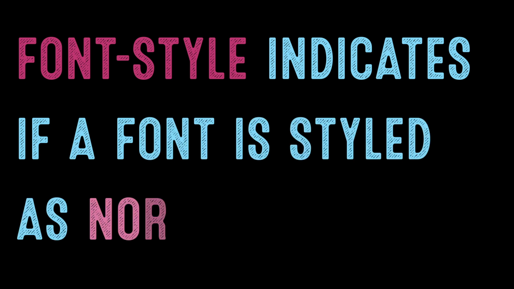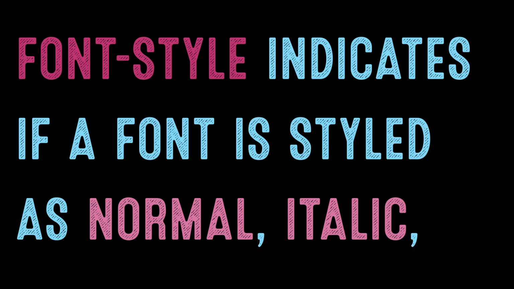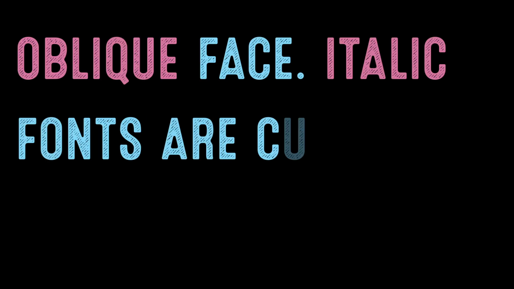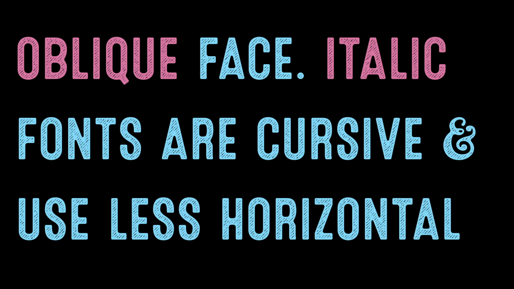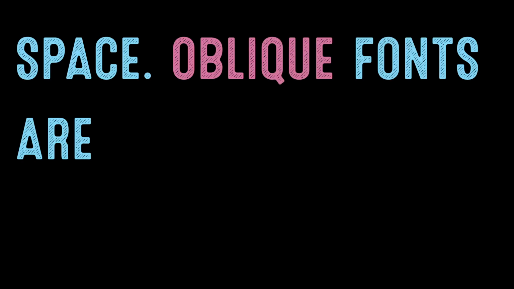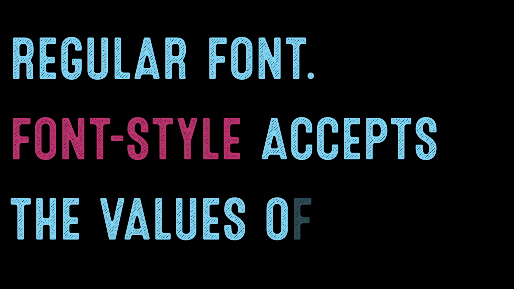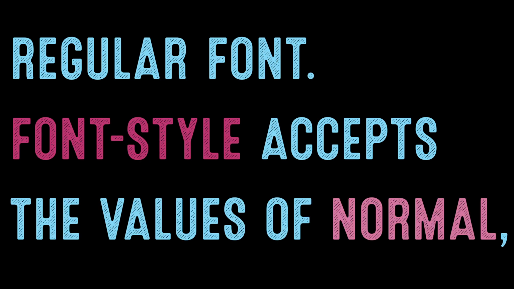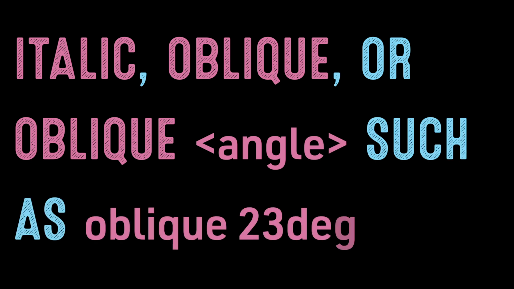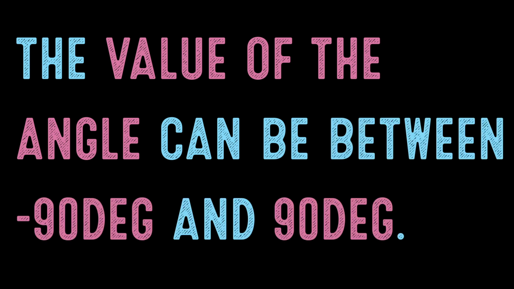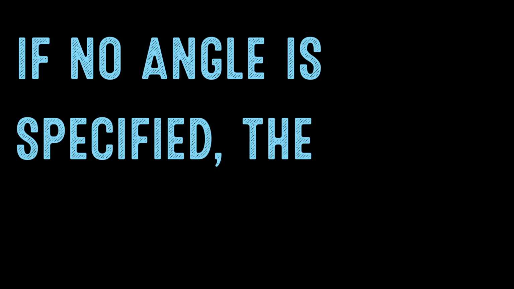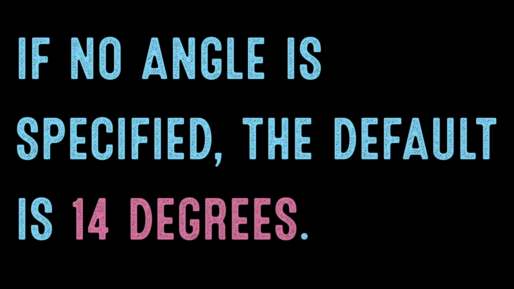Font-style indicates if a font is styled as normal, italic, or oblique face. Italic fonts are cursive and use less horizontal space. Oblique fonts are just sloped versions of the regular font. Font-style accepts the values of normal, italic, oblique, or oblique with an angle specified, such as oblique 23 degrees. The value of the angle can be between -90 degrees and 90 degrees. If no angle is specified, the default is 14 degrees.